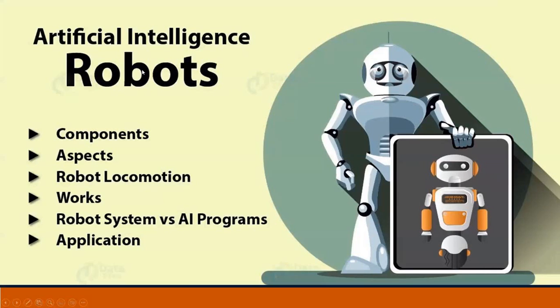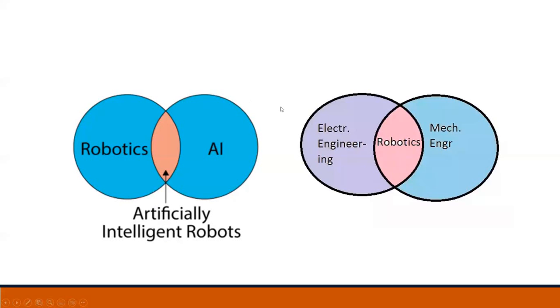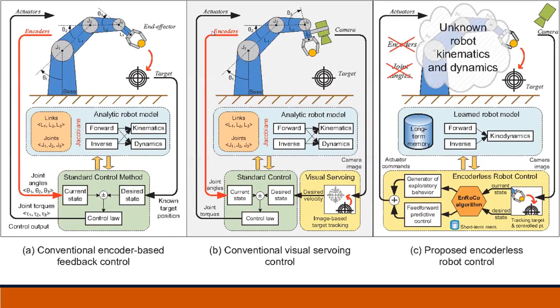So where the artificial intelligence is used: your AI plus robotics. Robotics is a marriage between electrical engineering and mechanical engineering. AI can control a robot, and you can also use a traditional algorithm to control it. Either way would work. Here we have different versions of the robot. On the left-hand side, we have a conventional encoder-based feedback system. It actually is a pure algorithmic control.